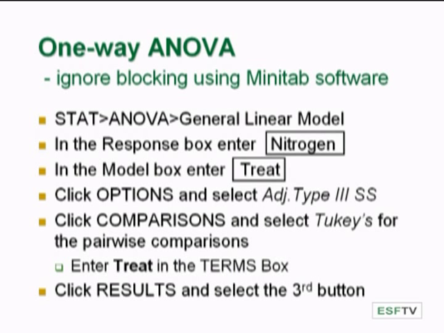The Adjusted Type 3 Sums of Squares are a better choice than the Type 1 Sums of Squares, as they can deal with unbalanced design when you perhaps have unequal sample sizes across your treatments. You then want to click Comparison and select Tukey's for your pairwise comparisons. In the Terms box, make sure you enter treatment. Click Results and then select the third button.